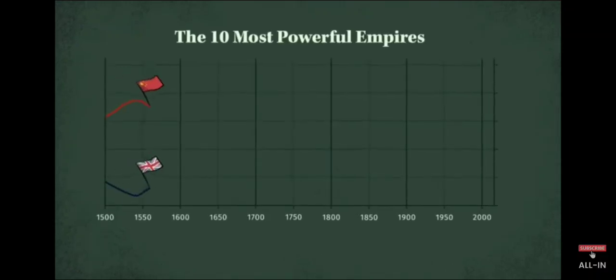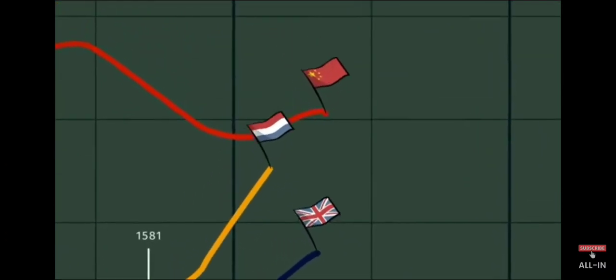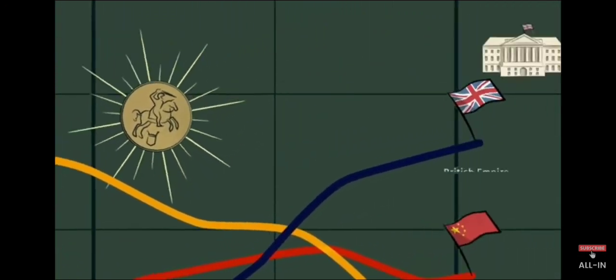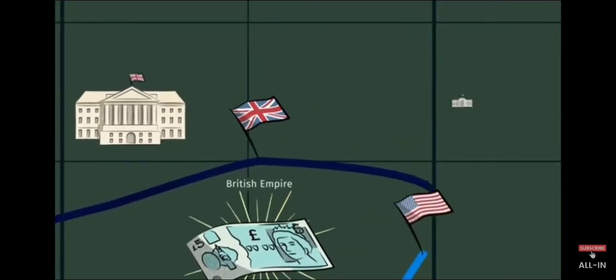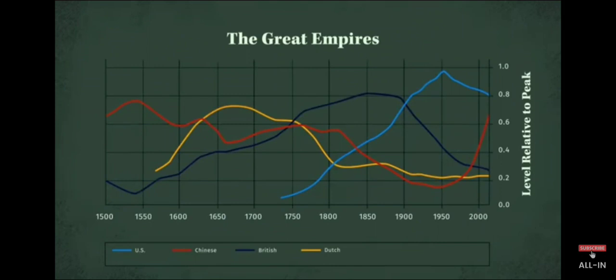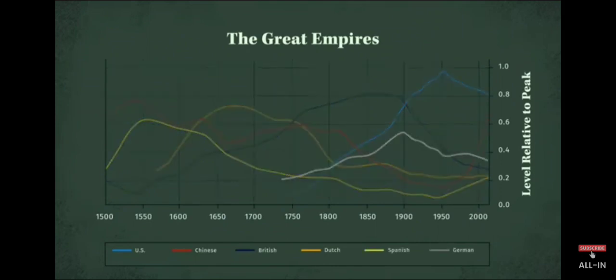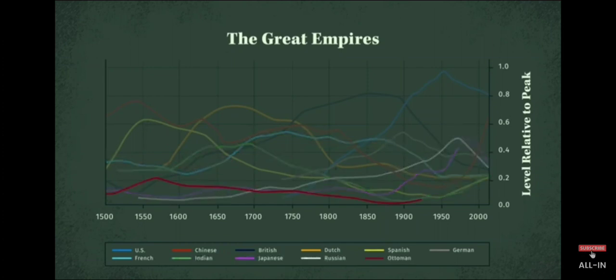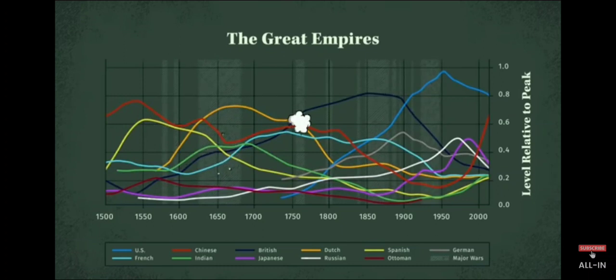I studied the 10 most powerful empires over the last 500 years and the last 3 reserve currencies. It took me through the rise and decline of the Dutch Empire and the guilder, the British Empire and the pound, the rise and early decline of the United States Empire and the dollar, and the decline and rise of the Chinese Empire and its currencies, as well as the rise and decline of the Spanish, German, French, Indian, Japanese, Russian, and Ottoman empires, along with their significant conflicts, as measured in this chart.